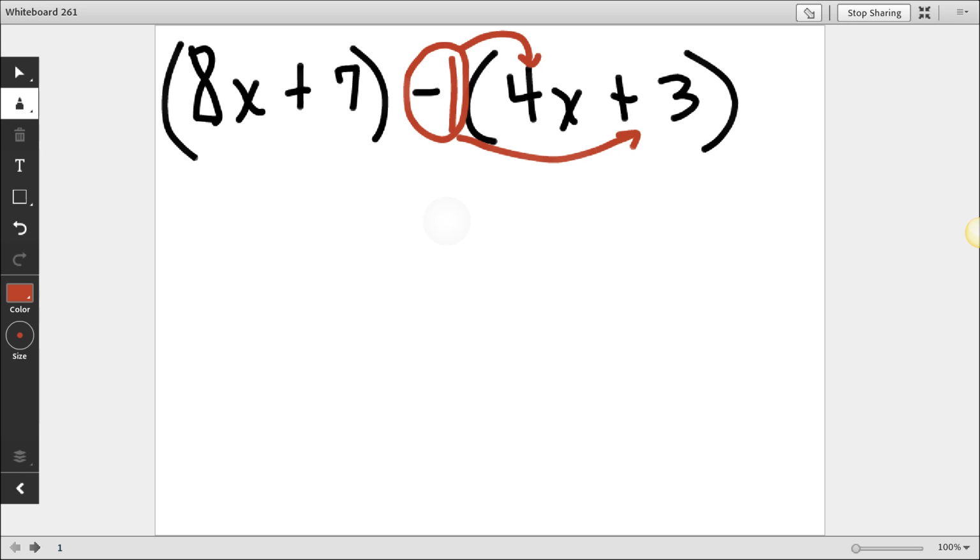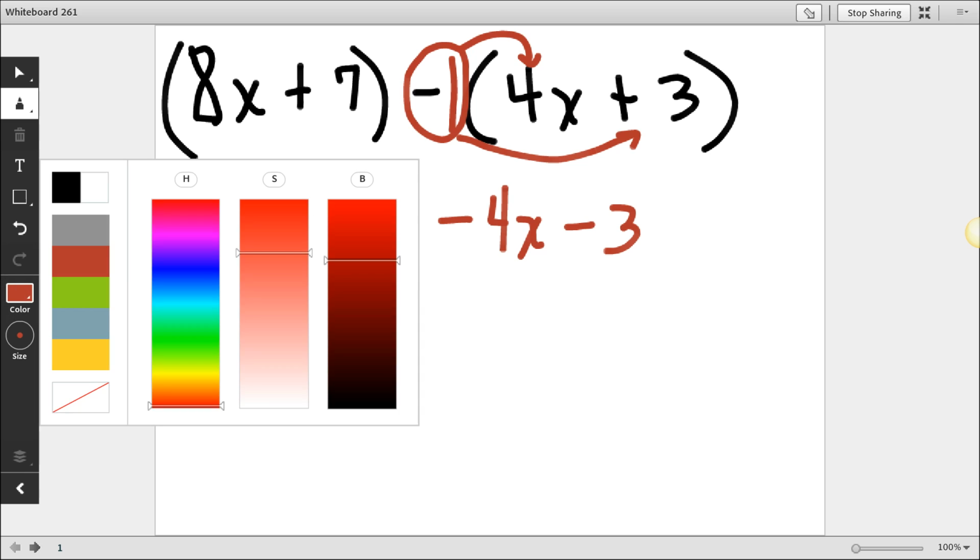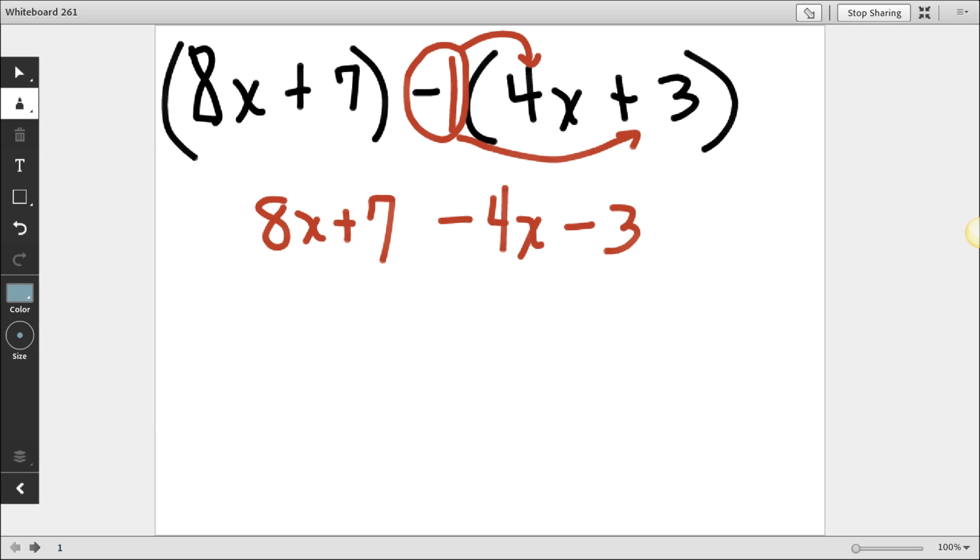So -1 times 4x is -4x. -1 times +3 is -3. And then we have our original first binomial. We're going to bring it down. Then we're going to use commutative. They're like terms. So these two are like terms. So 8x minus 4x will go together.